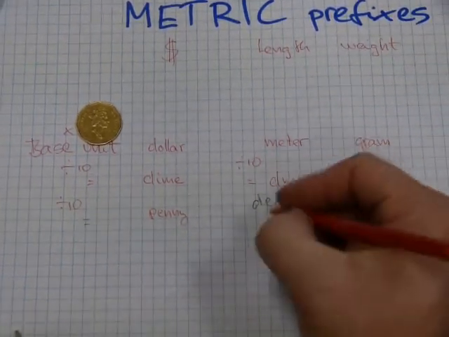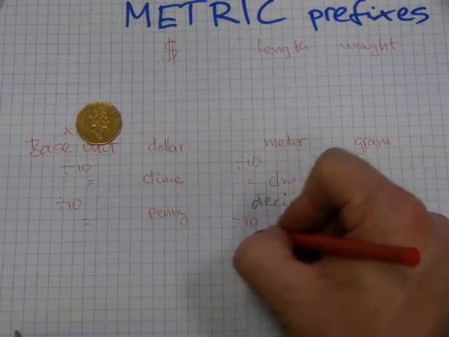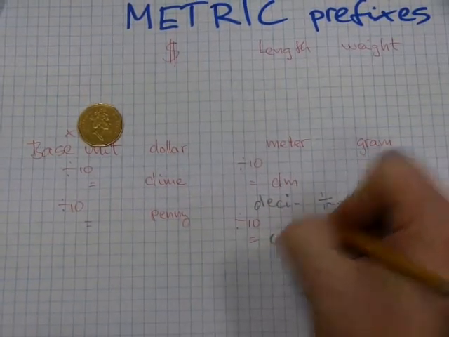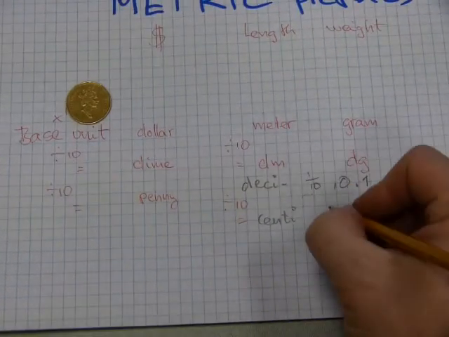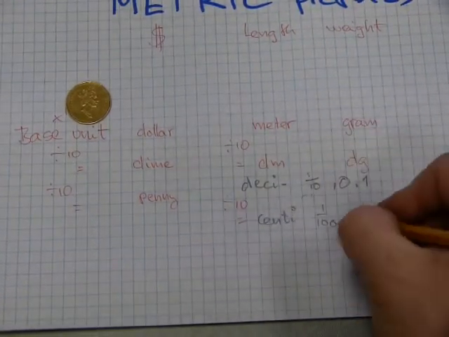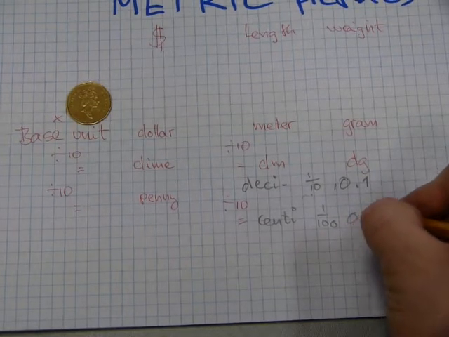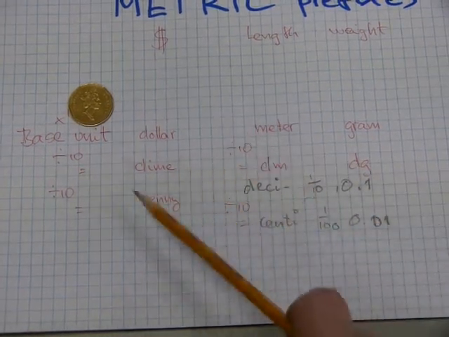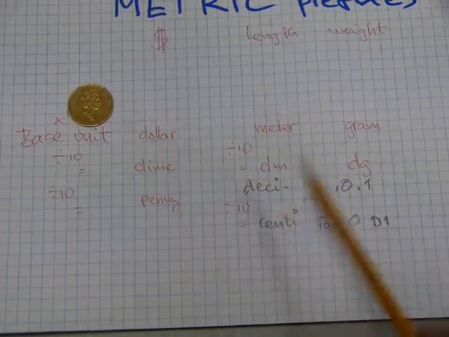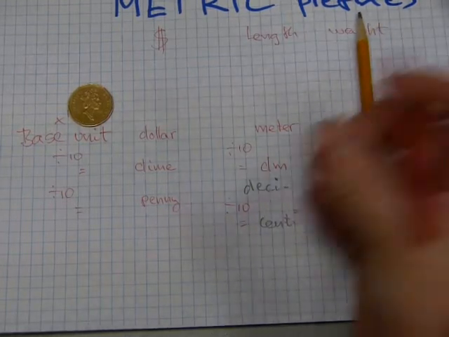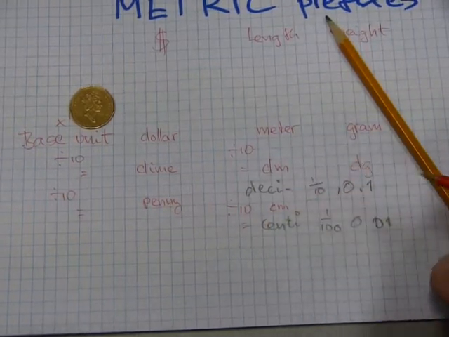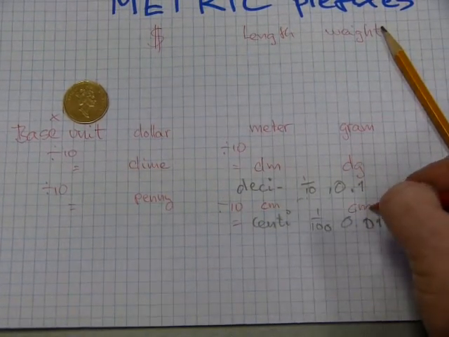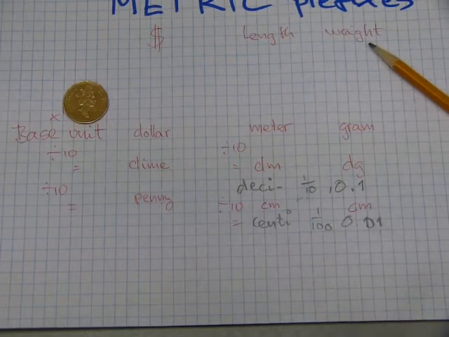The next metric prefix that we have when we divide by 10 again is going to be centi. And centi just means 1/100th, or in decimal format, 0.01. And you know that just as you need 100 pennies to make one of the base dollars, you need 100 centimeters, cm, to make one meter, and you need 100 centigrams to make 1 gram.